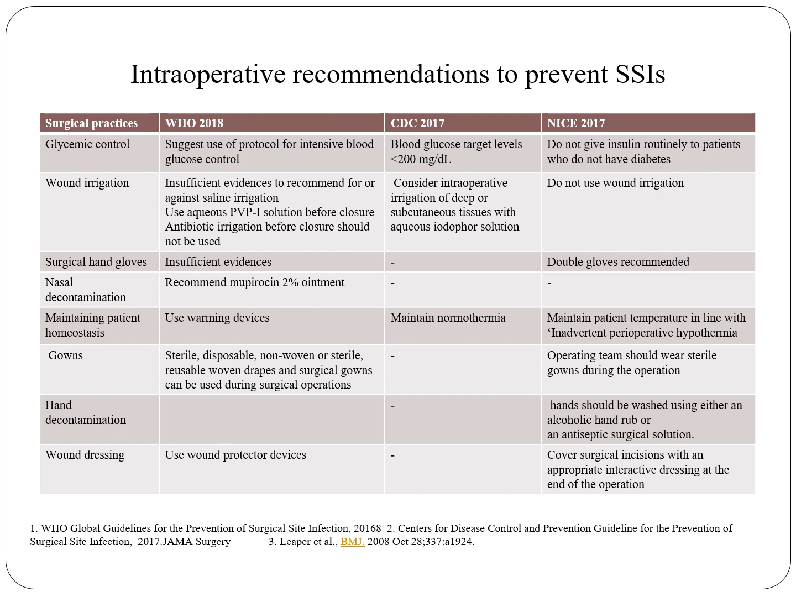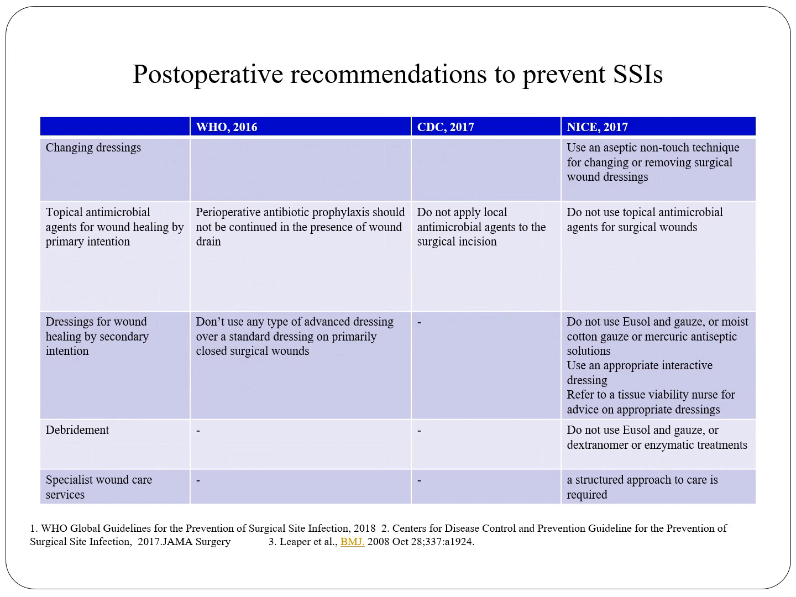Nasal decontamination should be done for high-risk surgeries, and mupirocin 2% ointment is recommended for the same. Patient homeostasis should be maintained using warming devices to maintain normothermia, and sterile, disposable, non-woven or sterile woven drapes and surgical gowns should be used during surgical operations. Hand decontamination should be done using alcohol-based hand rub or antiseptic surgical solutions, and wound dressings should be followed. That was pre- and intra-operative.